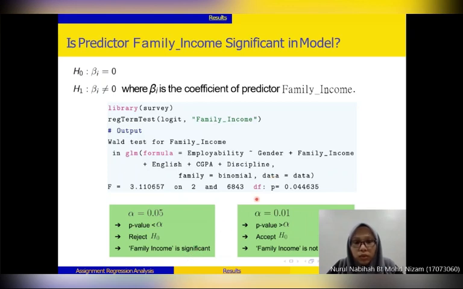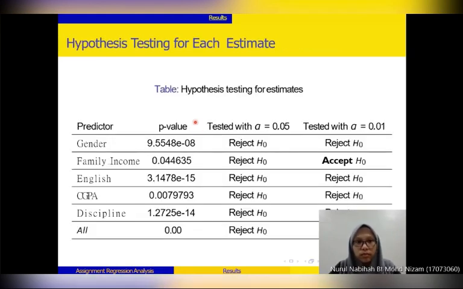But if we want to be more precise and let the significance level be 0.01, then the p-value obtained here is larger than 0.01. So we accept H null, and it means the variable family income is not significant in our logistic regression model. The table shown here is the result for all variables tested using the Wald test for both significance levels equal to 0.05 and also 0.01.